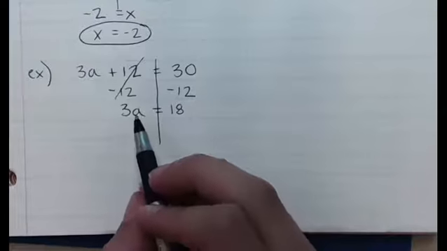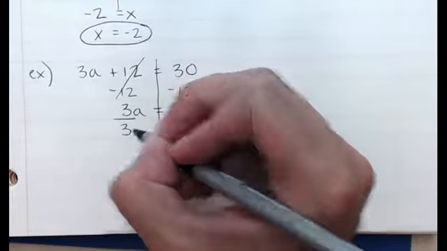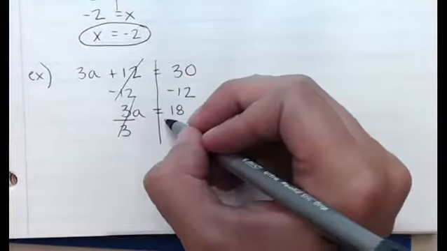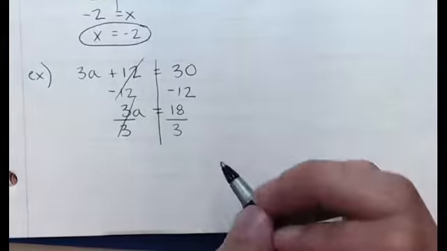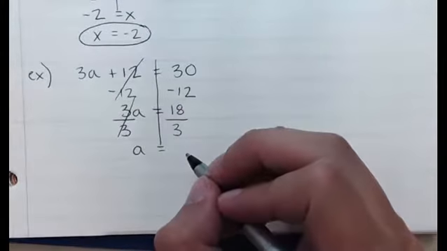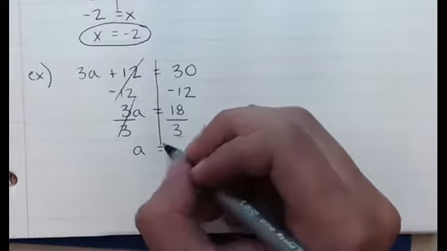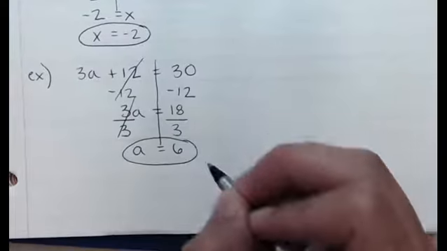Now it's 3 times a is equal to 18. The inverse of multiplication is division, so I'm going to divide by the coefficient. Divide by 3, that cancels out. Divide 18 by 3, which is a. A is equal to 6. Raise your hand if you got that.